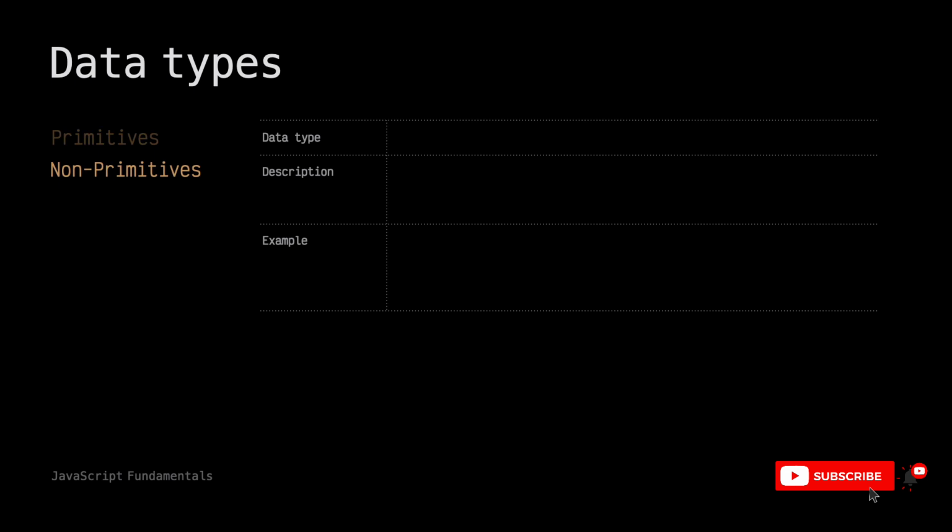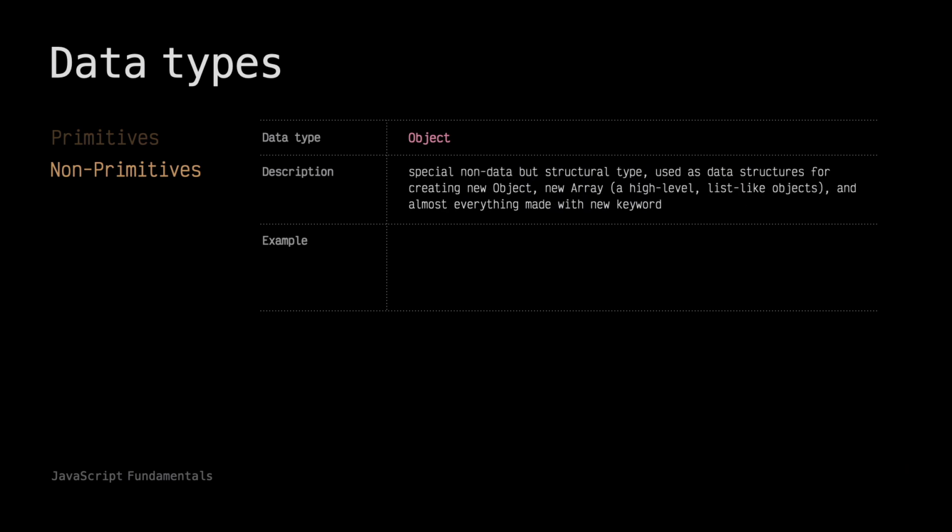Non-primitive data types. Non-primitive data types are referred to collectively as objects. So object is a special non-data but structural type. It is used as a data structure for creating a new object, new Date, new Array, and almost everything made with the new keyword. So array is a high-level list-like object.